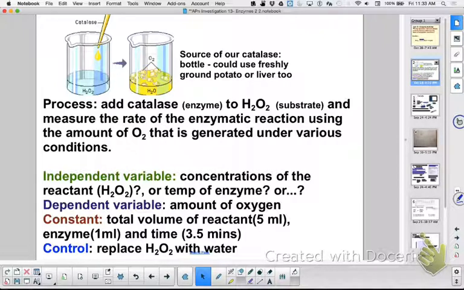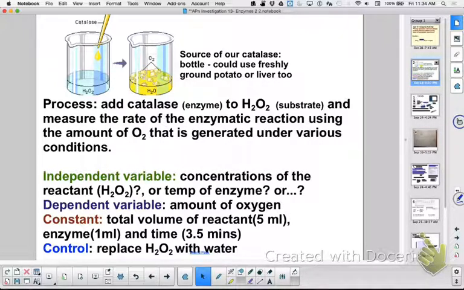I said 1 mil here. We're going to do 0.5 mils, okay? And not time 3.5 minutes. I'm going to change it. We're going to do it for just what? 3 minutes. Good.